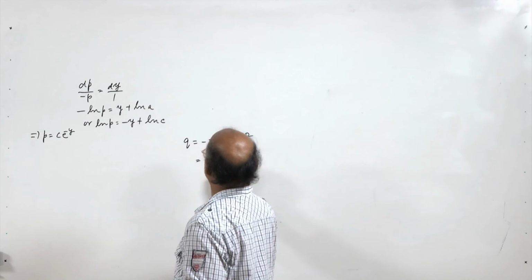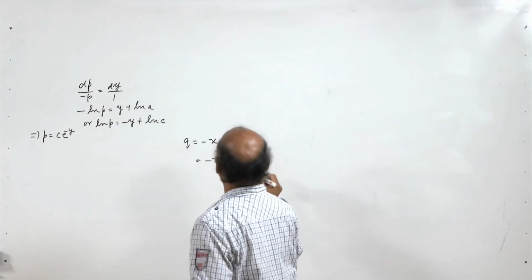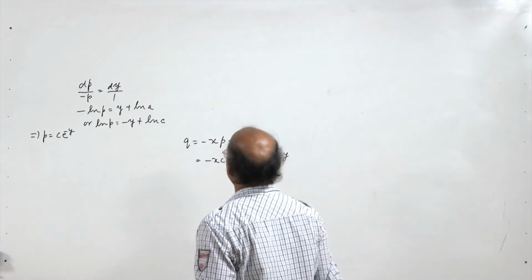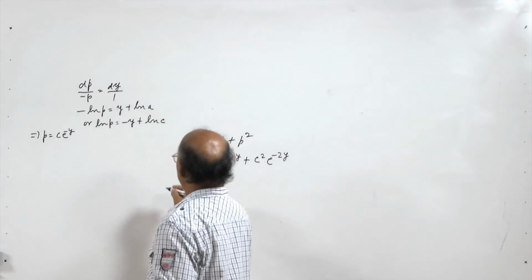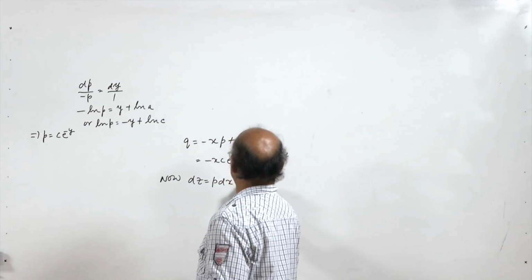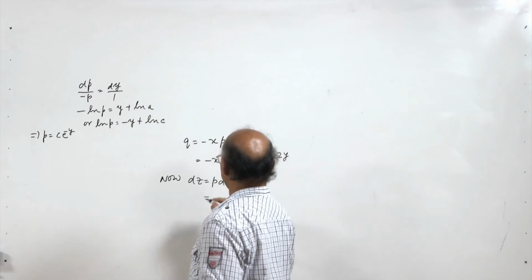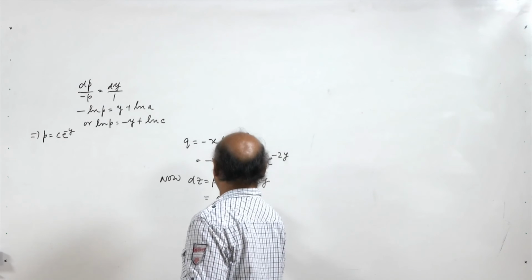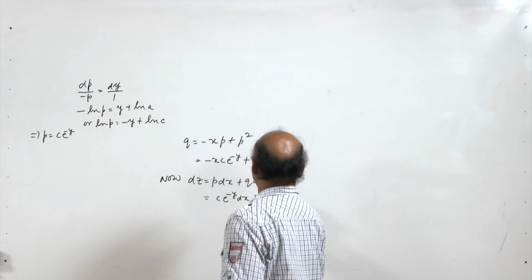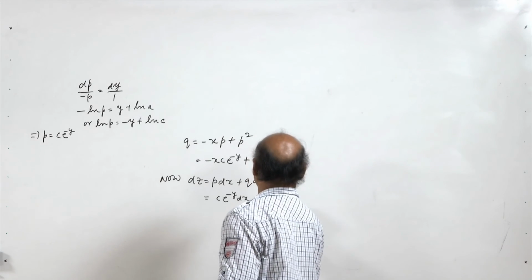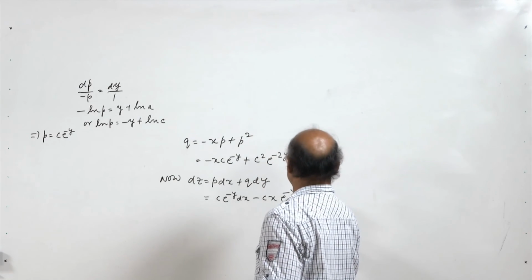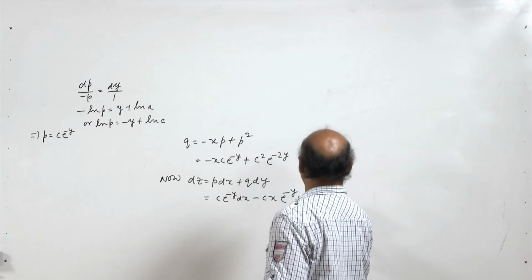So, minus xc e to the power minus y plus p square, so c square e to the power minus 2y. This is the value of q. Now, dz is equal to p dx plus q dy. So, here what shall we have? P is equal to c e to the power minus y dx, and then we have q, which is minus cx e to the power minus y plus c square e to the power minus 2y.